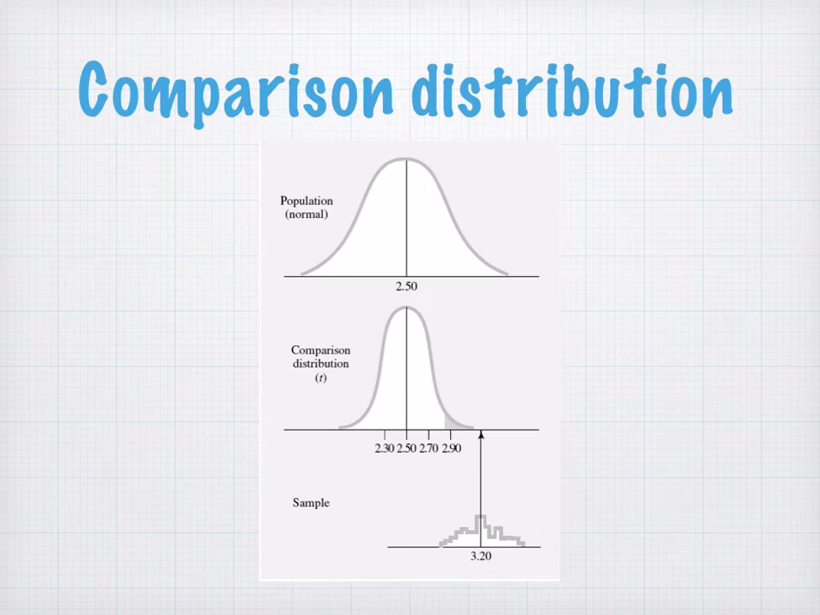Again, it's important to remember that we're using samples to make generalizations about the population. And statistically, the go-between is whatever statistical test we're doing. So in this example, we're dealing with t-tests, so our go-between is a t-distribution between this normal population and this sample that we have.